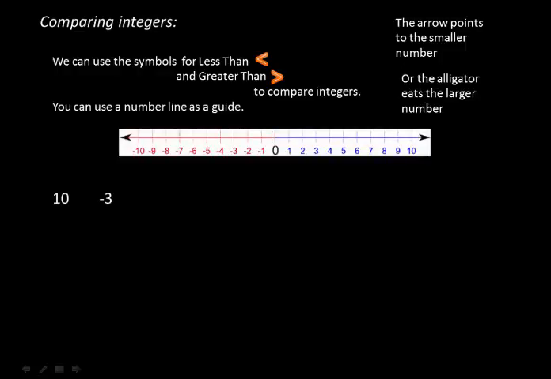If we have 10 and -3, 10 is greater than -3, so the arrow points to the -3. 8 and 1, 8 is greater than 1. -4 and 6, -4 is less than 6. -7 and -3, -7 is less than -3. -2 and 0, -2 is... no, I'm sorry, that is wrong. -2 is less than 0. Don't know what I did there. And if I have -1 and -6, -1 is actually greater than -6.